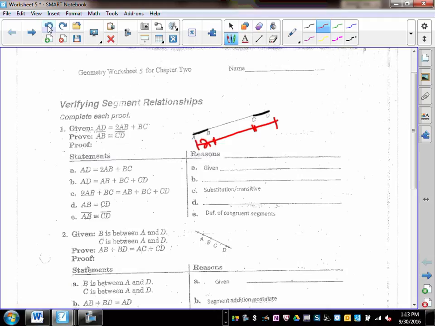Step B. AD equals AB plus BC plus CD. A little bit tricky here. Where did this come from? Segment addition postulate. Good. So it's not always going to be previous step to this step. Sometimes you're identifying information. So the whole segment is AB plus BC plus CD. So it's good. Segment addition postulate.